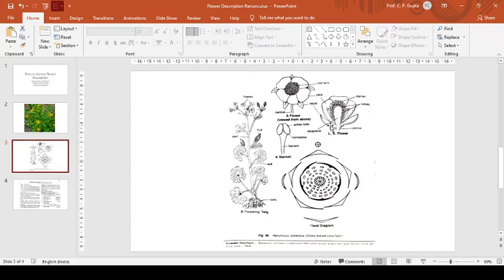Complete, hermaphrodite, pedicellate, spirocyclic, actinomorphic, pentamerous and hypogynous. Calyx: sepals 5, polysepalous, petaloid. They are yellowish in color. Imbricate or quincuncial aestivation. Sepals are reflexed from the base.